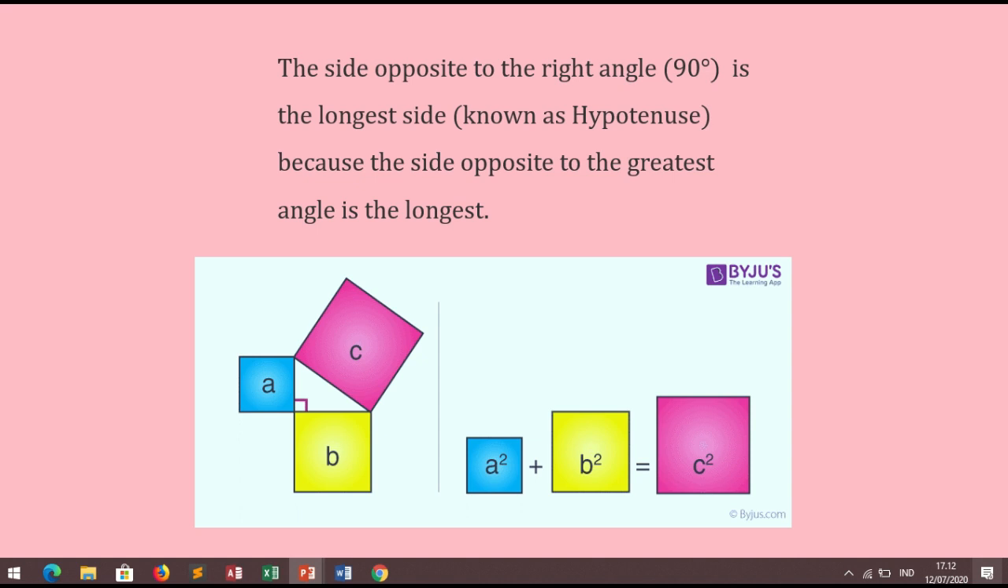Consider three squares of sides A, B, C mounted on the three sides of a triangle having the same sides, as shown. Area of square A plus area of square B equals area of square C.